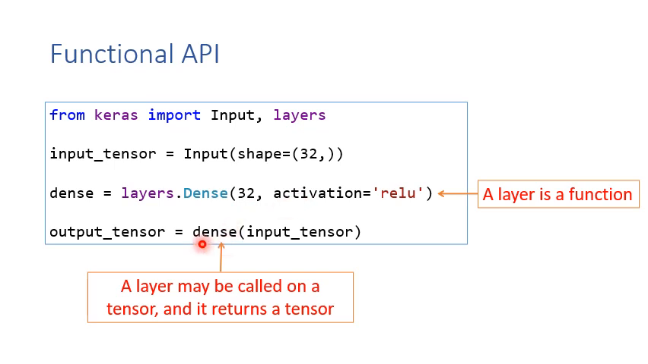So here's the key. We use the dense output as a function, then we pass the input tensor, and then output the tensor. So we pass the input tensor we created, and then have a new tensor called output tensor. So a layer may be called on a tensor and it returns a tensor. This is the basic of Keras functional API.